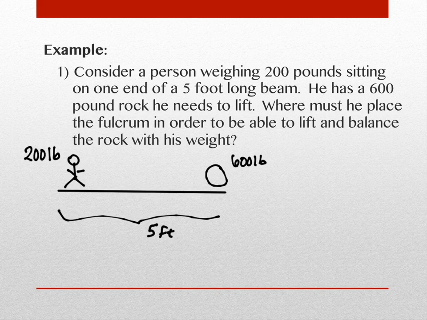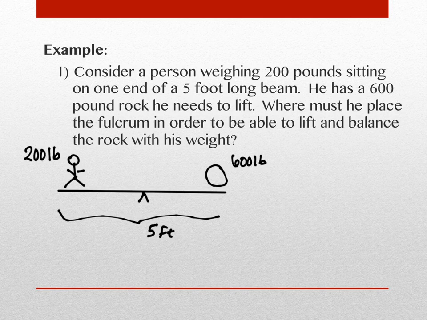Okay, so somewhere in between the man and the rock, there is a location, and that location is what we're calling the fulcrum. It's the center part of a teeter-totter. On a teeter-totter, it's just halfway in between. But what we're going to be working on is trying to find the location where it would balance the teeter-totter. Are you with me?